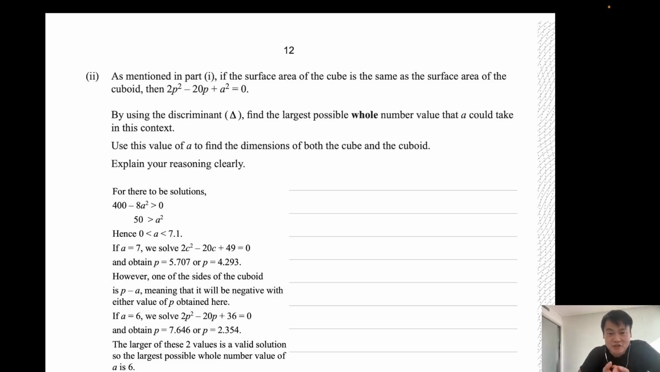And you know the discriminant is just what? B squared minus 4AC. So you go ahead and find B squared minus 4AC. You write down A is equal to, what's A? 2. What's B? Negative 20. And then C is A squared. So what's B squared minus 4AC? It's going to be negative 20 squared, which is 400, minus 4 times 2 times A squared, which is minus 8A squared. That's where they get this expression from.